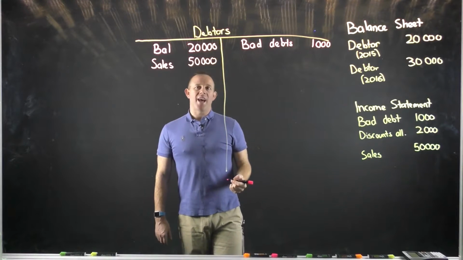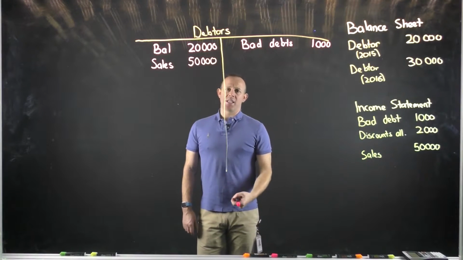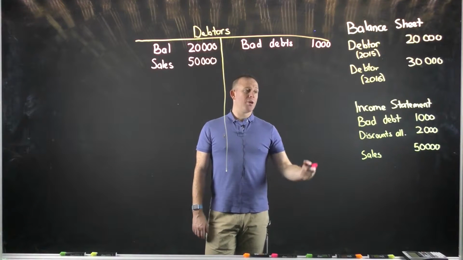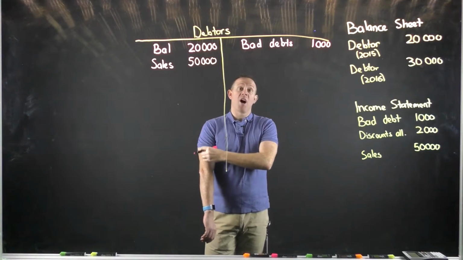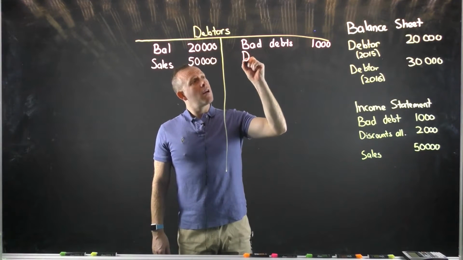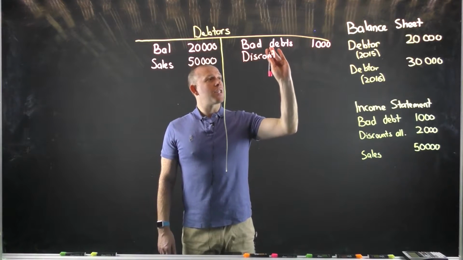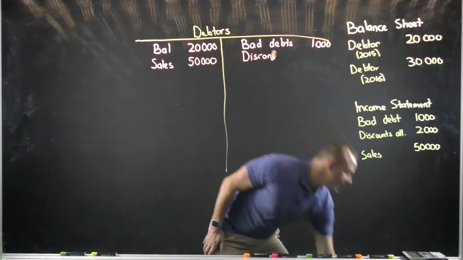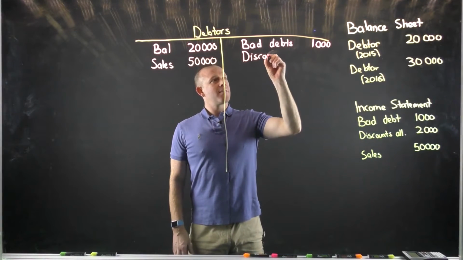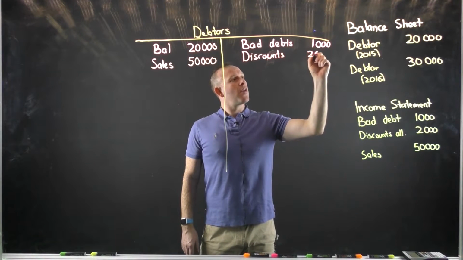Then we also need to look at, are there any discounts? Did we give any discounts to our debtors for paying their accounts on time? If so, we need to minus them off the accounts, so put them on the credit side. So discounts, if I can spell discounts correctly, whoops. Let's fix that quickly. Discounts. And they are $2,000.